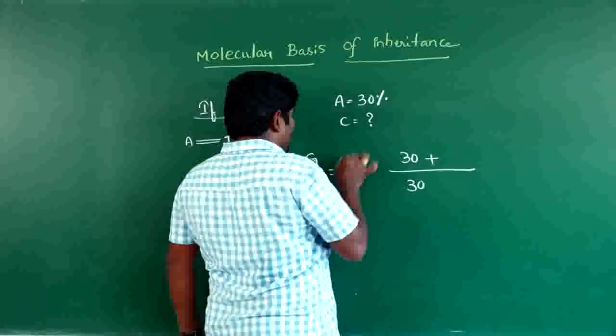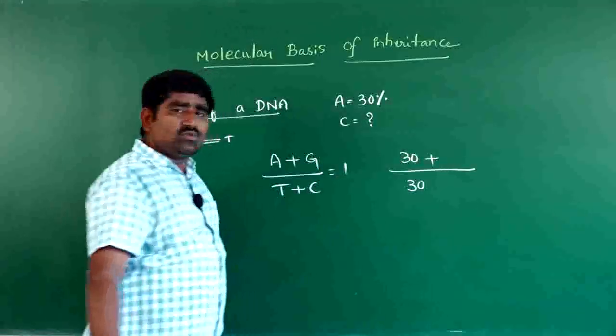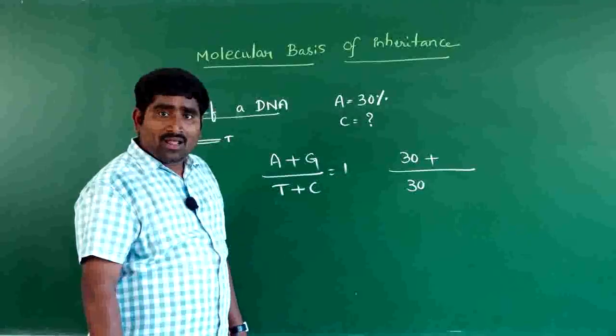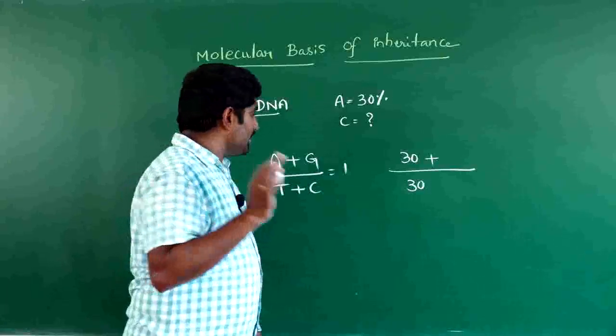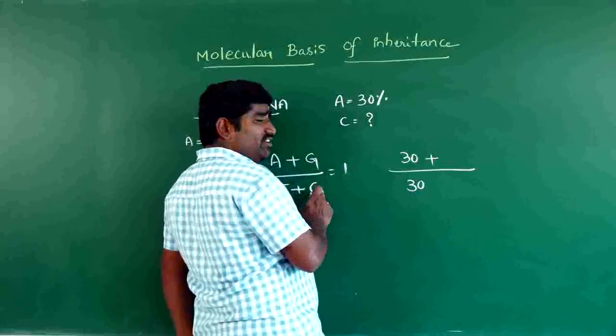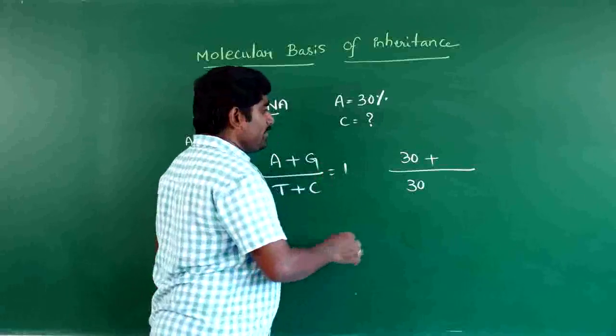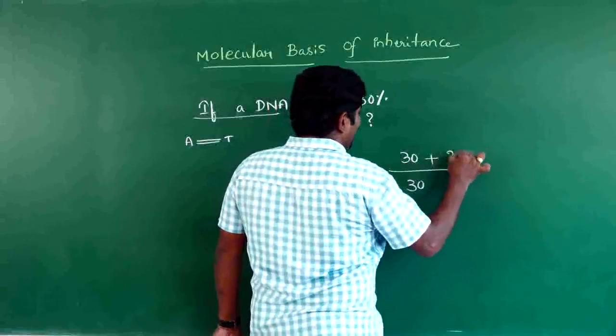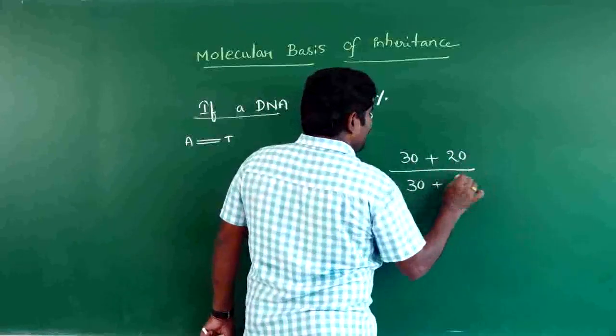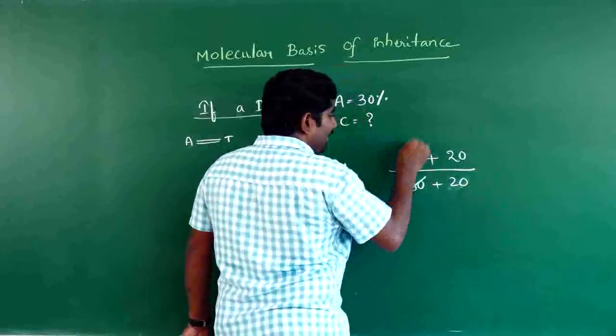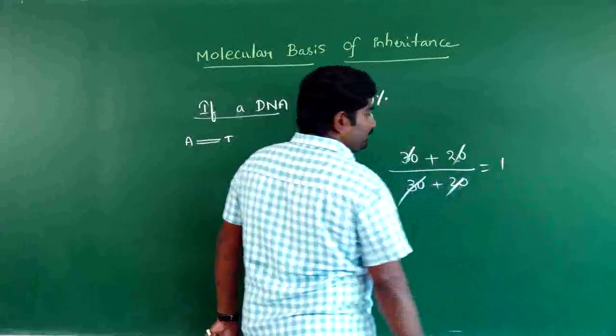So 30 plus 30, how much percentage is over? 60% is over. And how much remains? 40%. In that 40%, G plus C equals 40, which means G equals 20 and C equals 20. Then 30, 30, 20, 20, and the ratio equals 1.